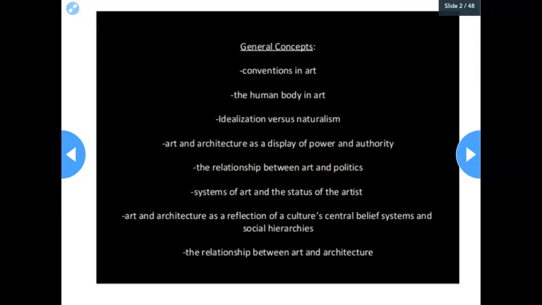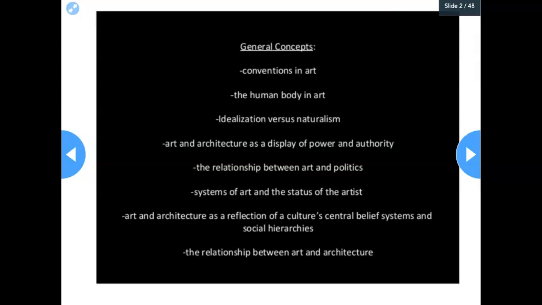And what's interesting, you may not know a lot about art history, but you may know exactly what Egyptian art looks like, right? That's because the conventions, the way they show certain things, the human body, half in profile, half straight on, that we call the composite pose, those things don't change in Egyptian art. So we're going to be looking at some of these general concepts, right? What the conventions are, the human body, whether something is idealized, which means made to look perfect, or whether it is natural.